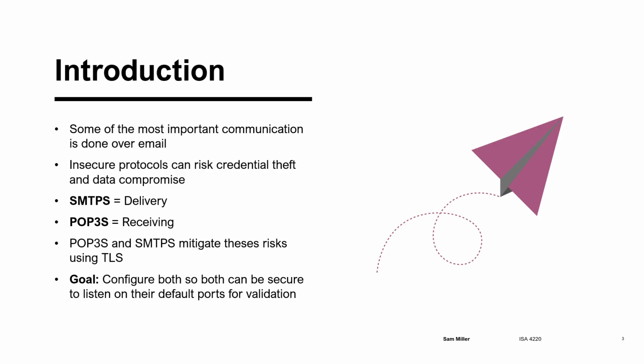But there are insecure protocols like POP3 and SMTP that send data or information in plain text, and that can create a serious risk, which again leads to credential theft and data compromise. That's where secure versions come in, like POP3S for receiving and SMTPS for sending. Both use TLS to mitigate these risks. The objective of our lab is to configure these protocols so that they securely listen on their default ports for validation.